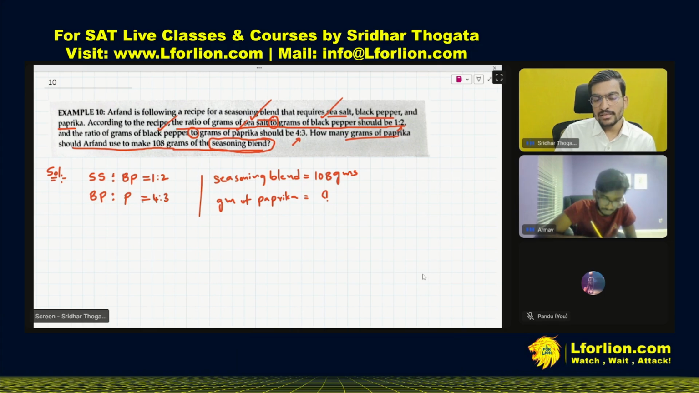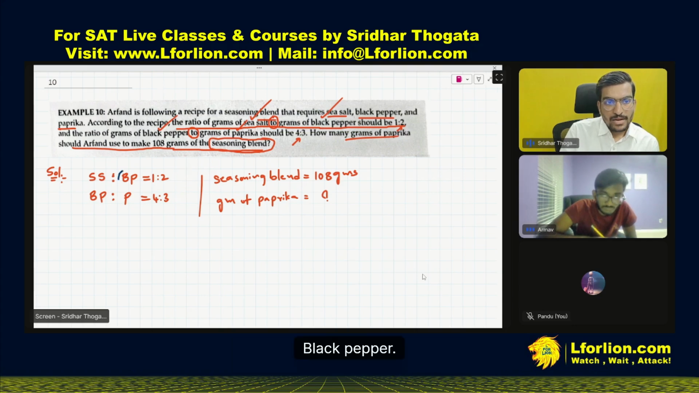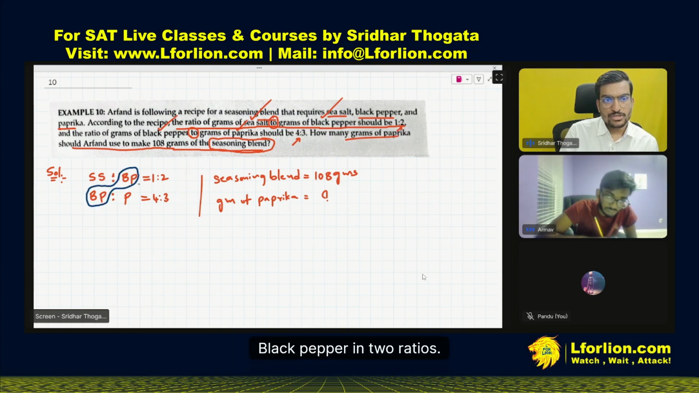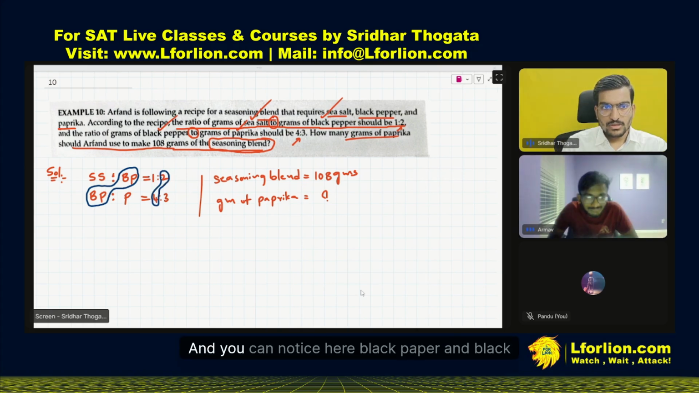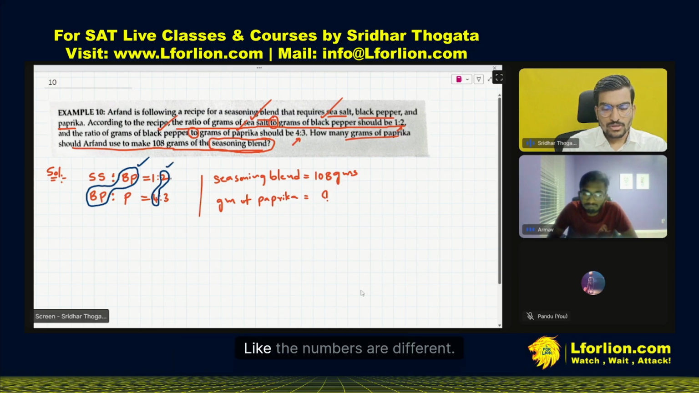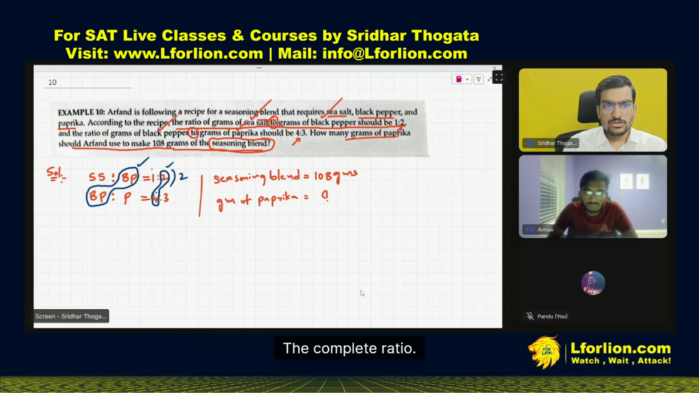We don't know that. But if you notice these two ratios, you can notice something. Black pepper is 2 in one ratio, but it is 4 in the other. The numbers are different, so I just want to keep black pepper the same. If here it is 4, what I do is multiply this ratio by 2. The complete ratio I'm multiplying, not only the black pepper part.